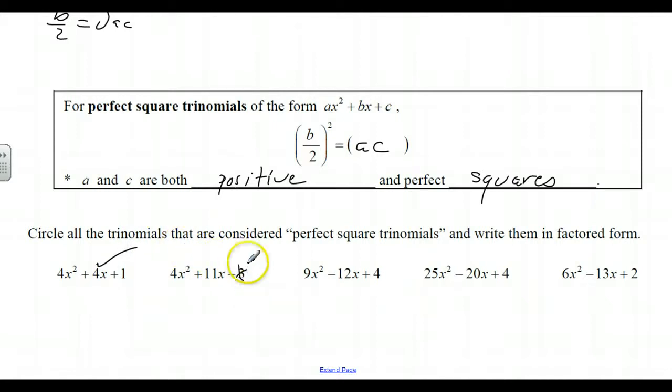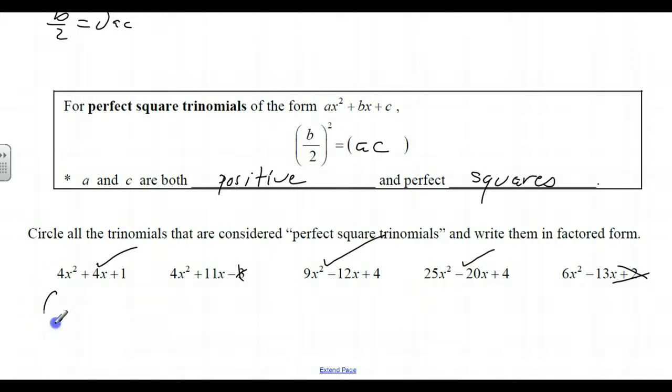That's not a square root, nor is it positive, right? It's got to be positive and have a square root, and there's no common factoring going. Square root of this is 3x. Square root of this is 2. 2 times 3x is 6x. Doubled is 12x. Square root of 25x squared is 5x. Square root of 4 is 2. 5x times 2 is 10x. Doubled is 20x. Oh, and write them in factored form.